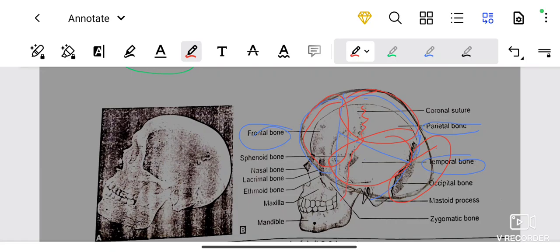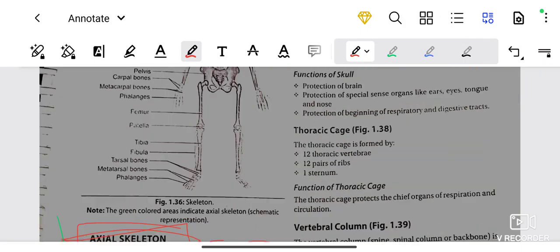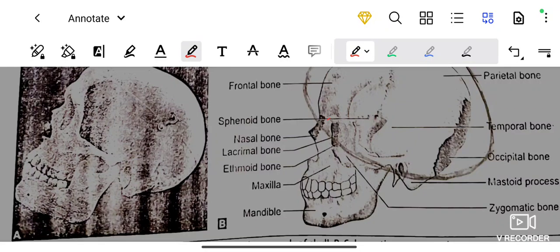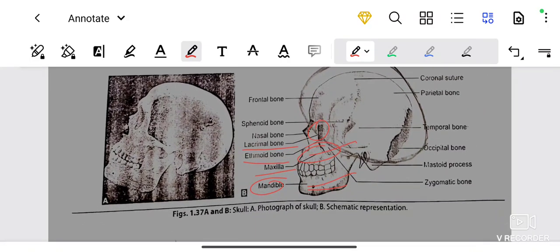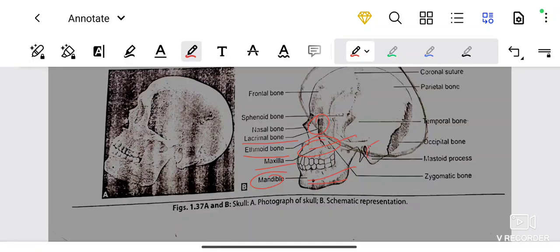Coronal suture, and this is the nasal bone, lacrimal bone, and ethmoid bone, maxilla, and next the mandible, upper jaw and lower jaw. This is the mastoid process and zygomatic bone.